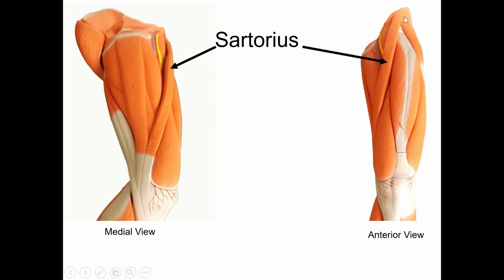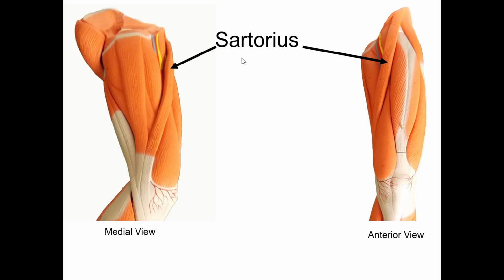The sartorius is a long, thin muscle that starts anterior and runs medial, runs down the leg this way. It gets its name from the word sartor, which means tailor. Now that may sound like a strange thing to name a muscle for, but tailors used to sit cross-legged, and the action of the sartorius are all the movements you need to sit cross-legged.